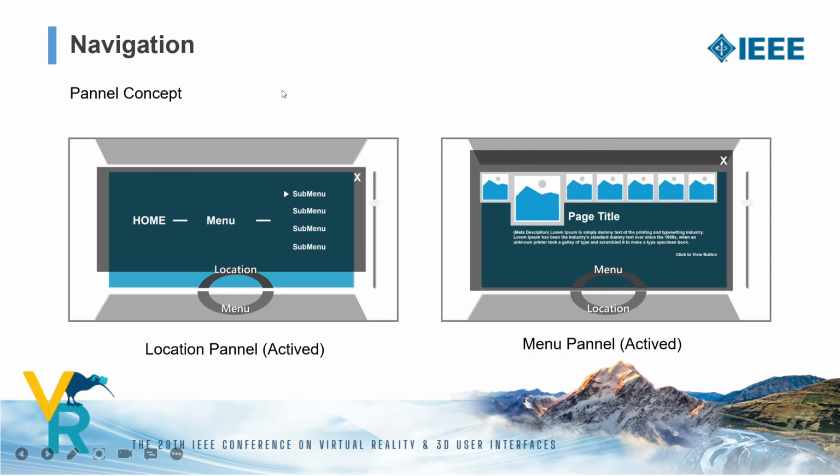And then there will be the panel concept. Here is the location panel. You can see exactly where the position is. And then the second one is the menu panel. As you see, you can check all the pages and their description. So the user, after reading the description, can know the overview about the content that will be more visualized.